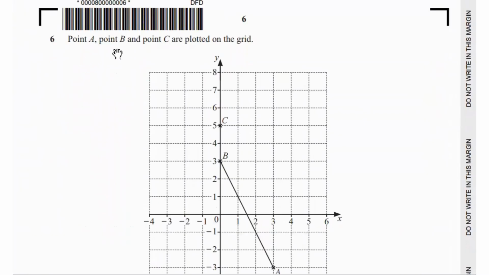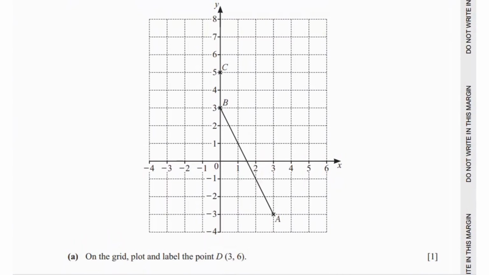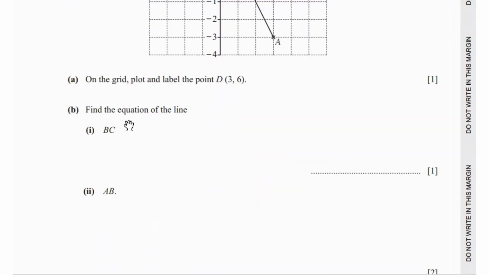Then points A, B, and C are plotted on the grid. On the grid, plot and label the point D (3, 6). So x is 3 and y is 6. Remember, coordinates are ordered pairs. So the first value is always the x value and the second value is always the y value. So (3, 6), that's your point D. Then it says find the equation of line BC and AB.